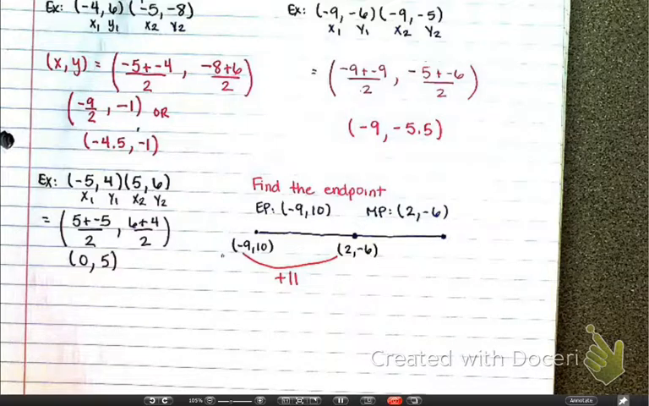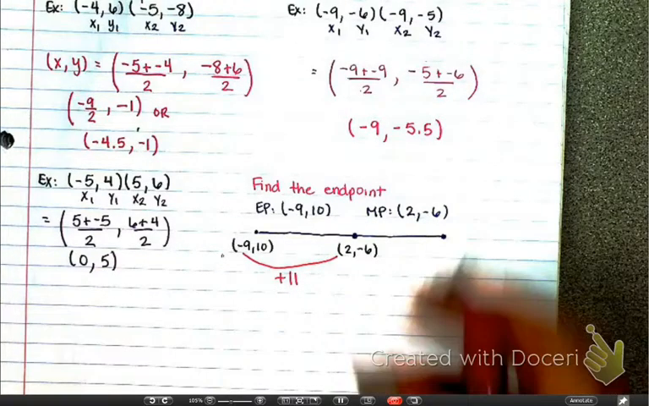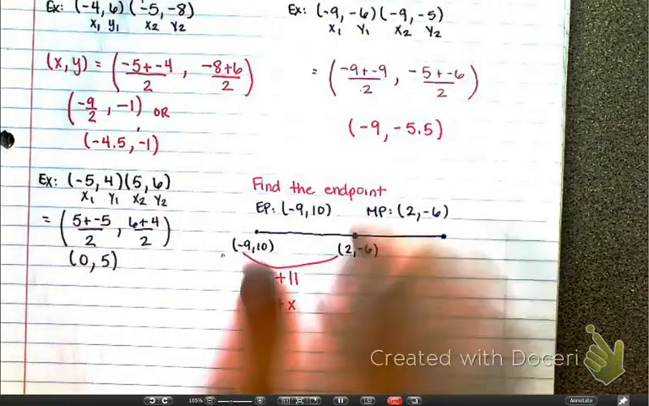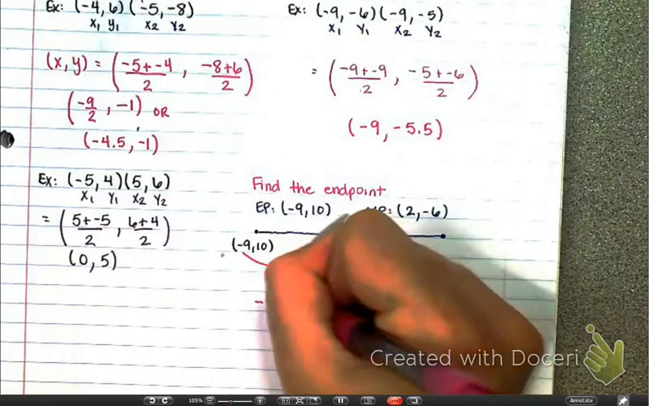Now let me show you another way to solve it if you didn't see that in your head. -9 plus something, right? I'm going to add something, and it's going to get me to 2.